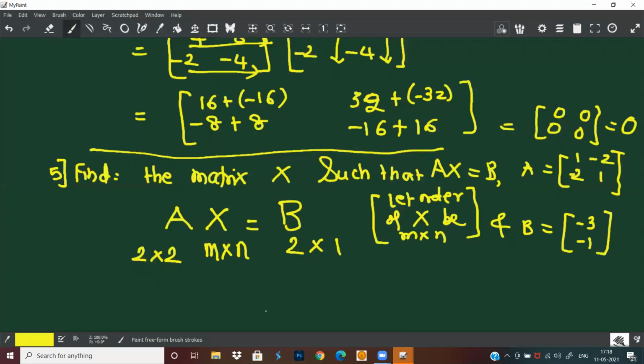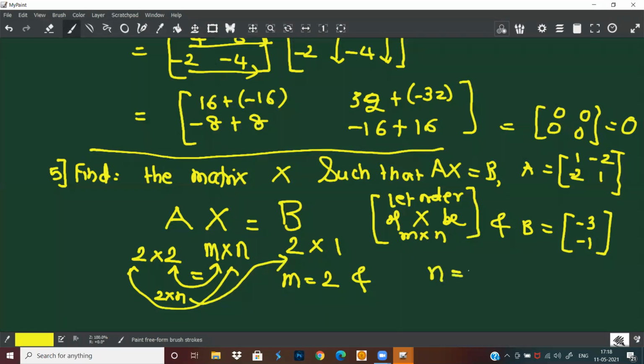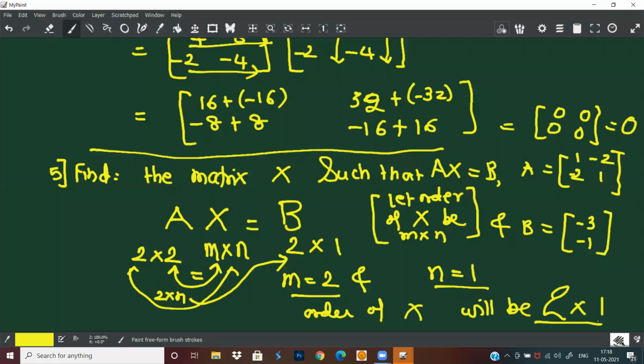अभी AX is equal to B is given, it means it is existing, means number of columns of A should be equal to number of rows of B. So it implies that M is 2 and order of the product will be 2 by N, जो कि है 2 by 1 AX product का. So it means N must be 1. Shriya, so order of matrix X will be not 1 by 2, it will be 2 by 1. See whether you understand this.